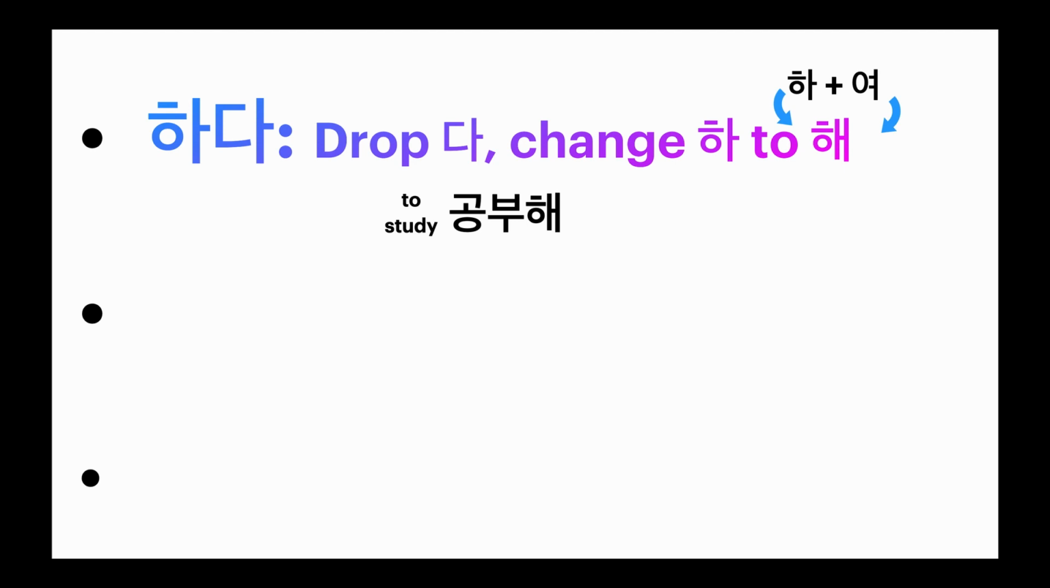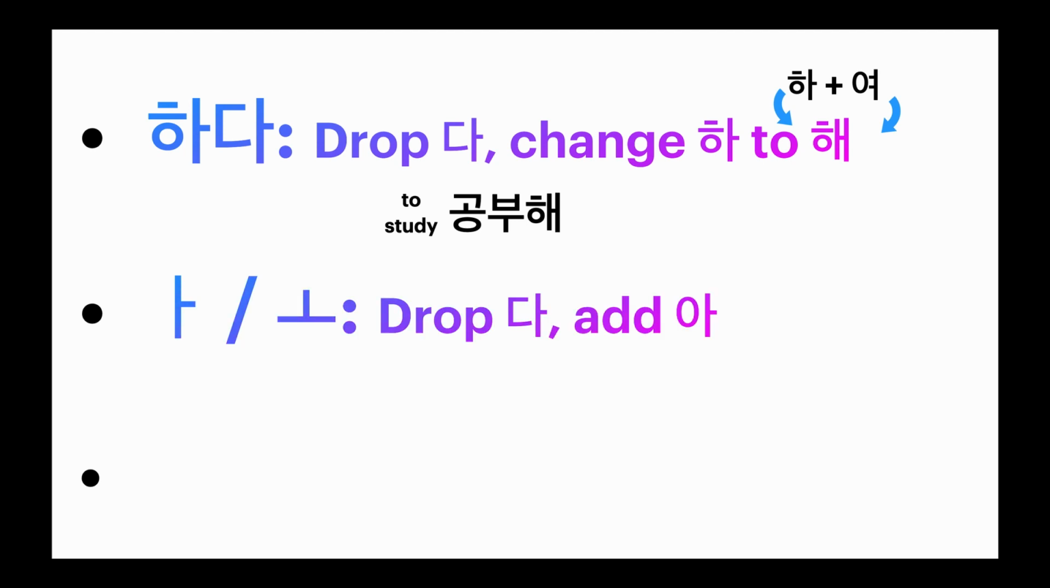Then in the last video, we went over verbs in which the final vowel is either a or o. And for these, we will drop 다 and then add a. So for 알다, to know, drop 다, add a, 알아. For 보다, to see, drop 다, add a. 보아 is technically correct, but for ease of pronunciation, it tends to combine into 와.